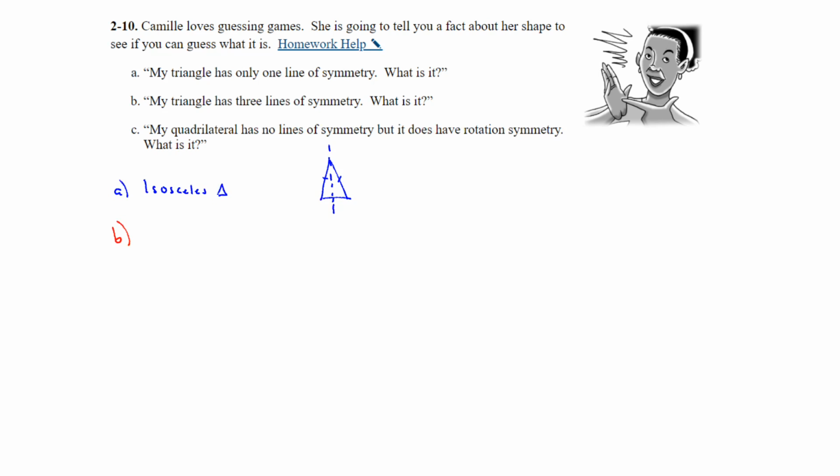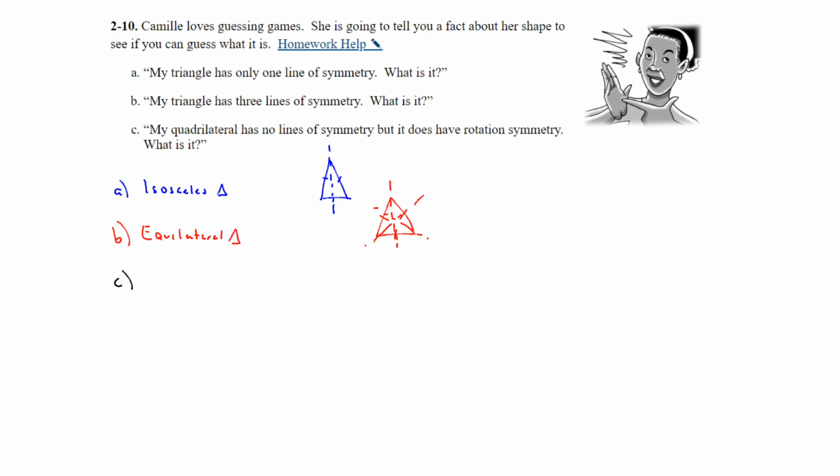B. My triangle has 3 lines of symmetry. What is it? Well, we just kind of talked about that. To have 3 lines of symmetry, your triangle would need to be equilateral, and then once that happens, you'll have all 3 of these lines to break it up. So this would be an equilateral triangle.